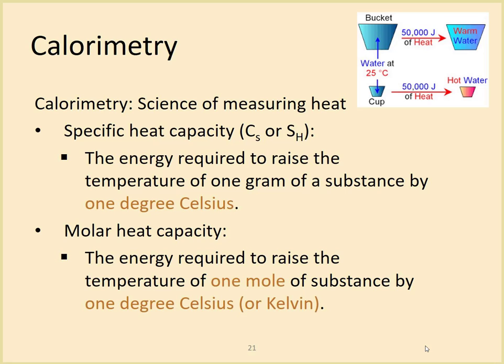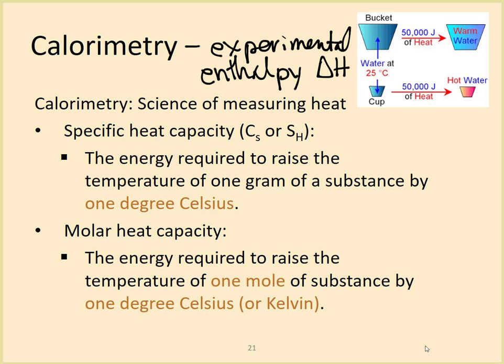Let's look at calorimetry. Calorimetry is an experimental way to determine the enthalpy. So if I took water at 25 degrees Celsius and put it in a bucket and a cup, and I were to add 50,000 joules of heat, you would see that you'd have very hot water in the cup, but just warm water in the bucket. And that is because there is just a lot more matter in that bucket.